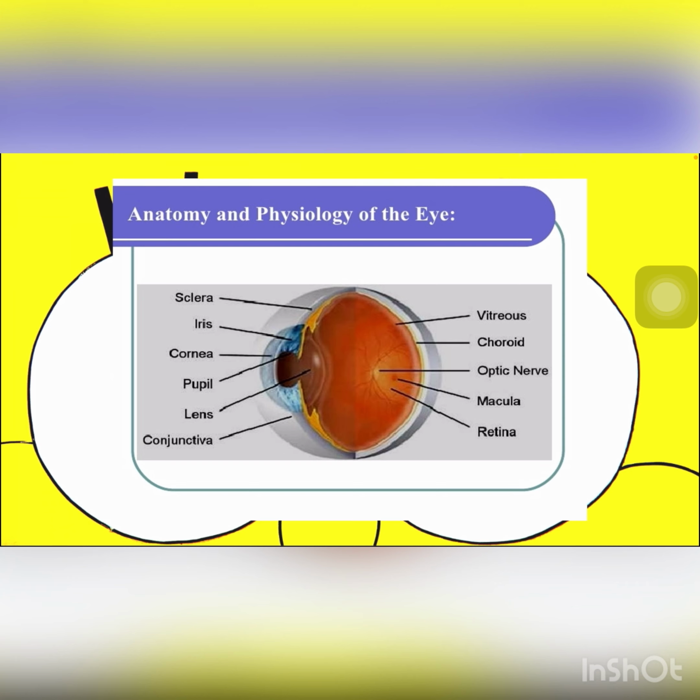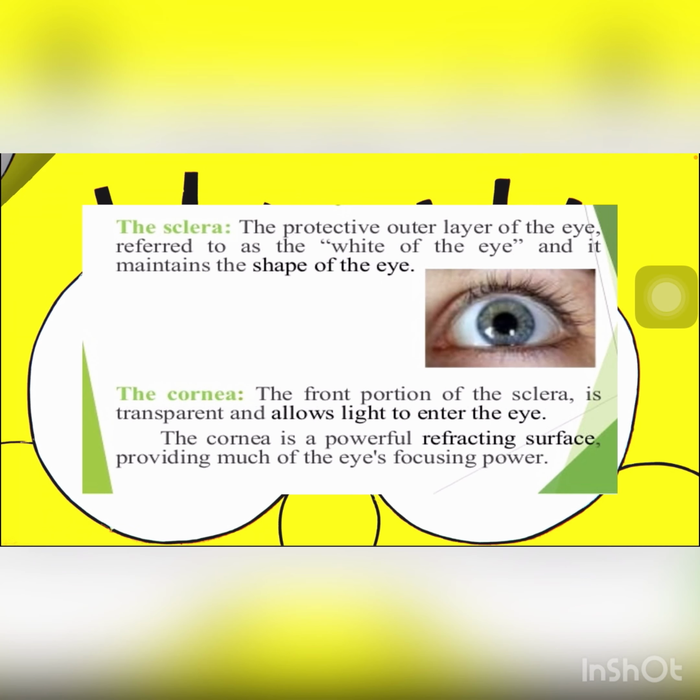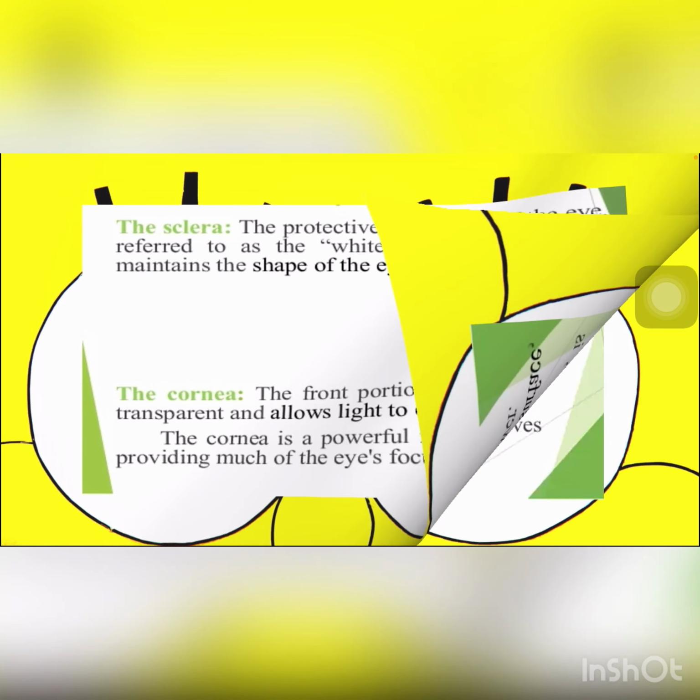So anatomy and physiology of the eye. Parts of the eye are sclera, iris, cornea, pupil, lens, conjunctiva, vitreous, choroid, optic nerve, macula and retina. Now we will study about different parts of the eye. First, the sclera. The protective outer layer of the eye, referred to as the white of the eye, and it maintains the shape of the eye. Cornea. The front portion of the sclera is transparent and allows light to enter the eye. The cornea is a powerful refracting surface, providing much of the eye's focusing power.